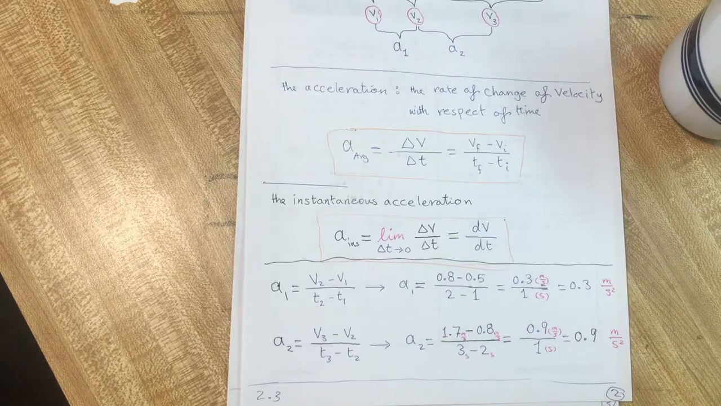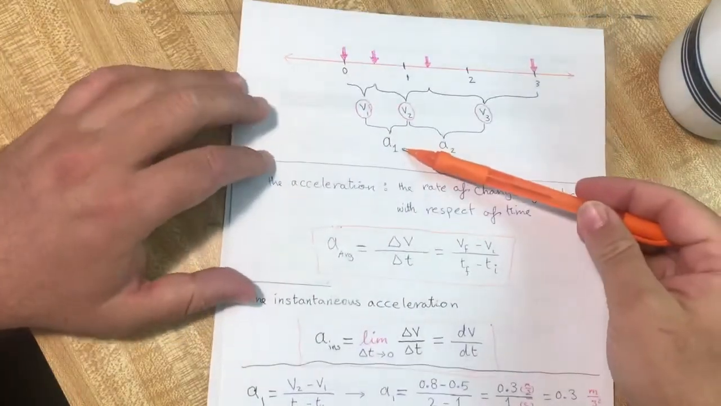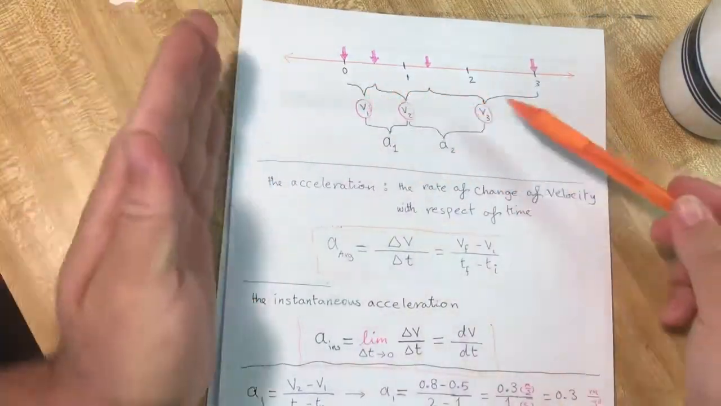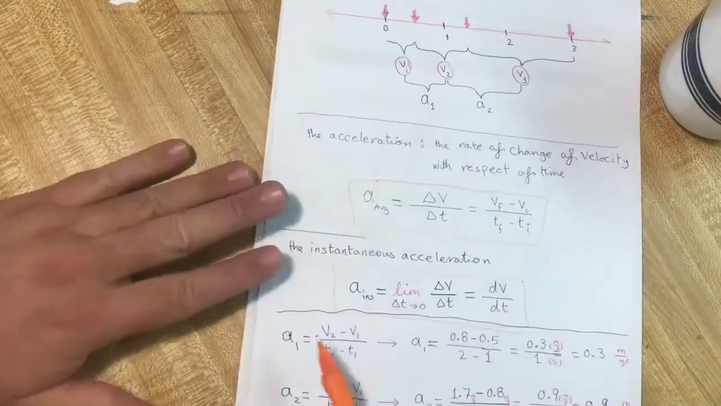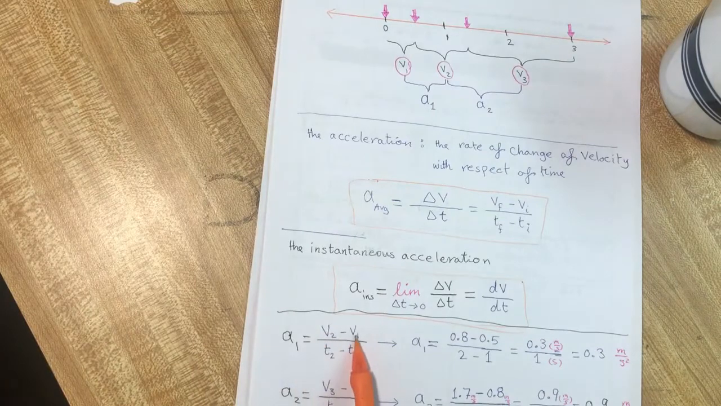Okay, let us compute now the acceleration in the first period and the next period, a1 and a2. a1 is delta v, which is v2 minus v1 over t2 minus t1.